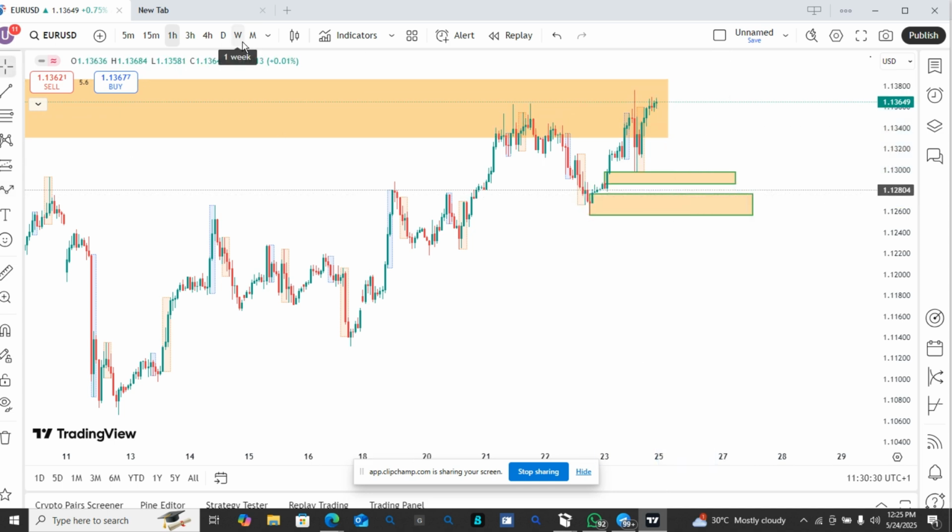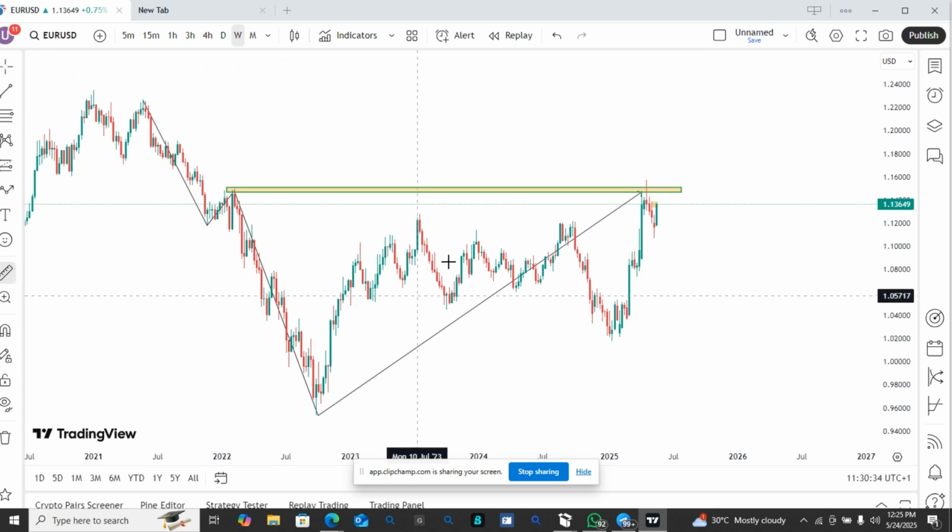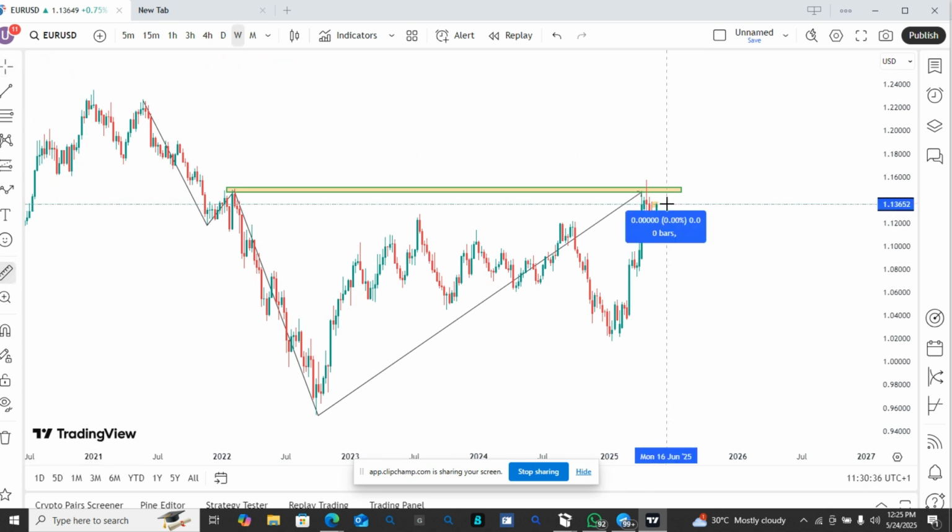Let me check it. From this zone to here, to this zone. Okay, it's about 152 pips. It's small pips anyway. But let's see how it goes.